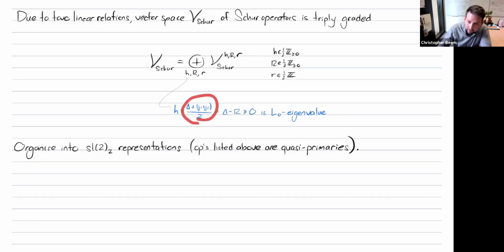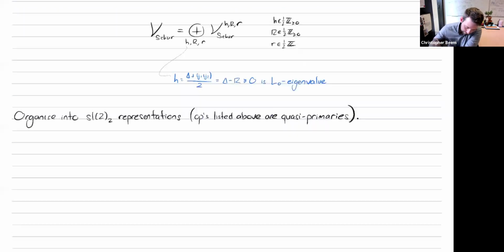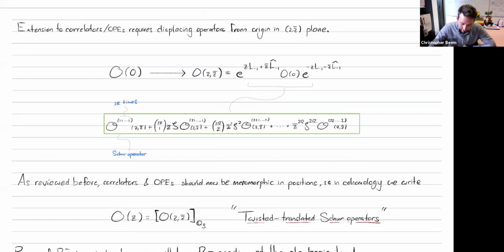H is now scaling dimension plus spin in the z, z-bar plane, divided by 2. That's my usual L0 eigenvalue for the holomorphic SL2 in the plane. So if I organize things into representations of that holomorphic SL2, then I'm going to have an additional SU(2)_R quantum number and U(1)_R quantum number. Things get fancy when I try to extend this to correlators and OPEs, where I need to start putting operators at points other than the origin, which is where these harmonic representatives lived.